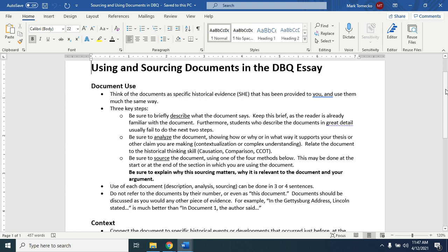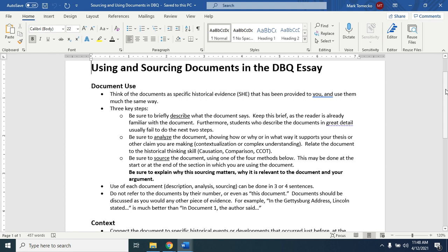But having said that, after or maybe before you've described the key idea in the document, you want to show how it's supporting your thesis. And this is where you should also be using that historical thinking skill. So if it's a causation essay, you're showing cause and effect relationships, or comparison, you're showing how it's similar or different. This, of course, is a continuity and change essay, so maybe you're showing how it demonstrates a change in Americans' ideas about independence. That should be clear in your analysis.